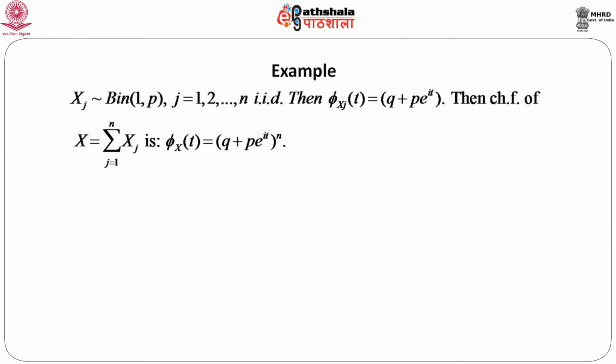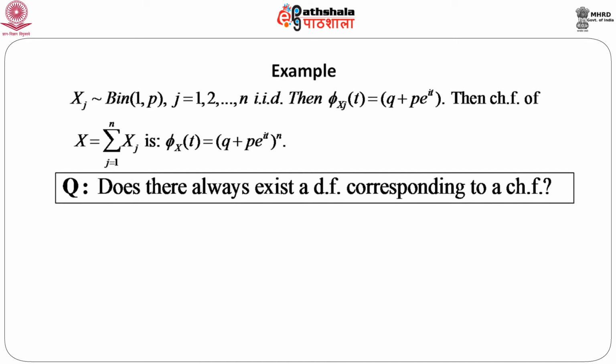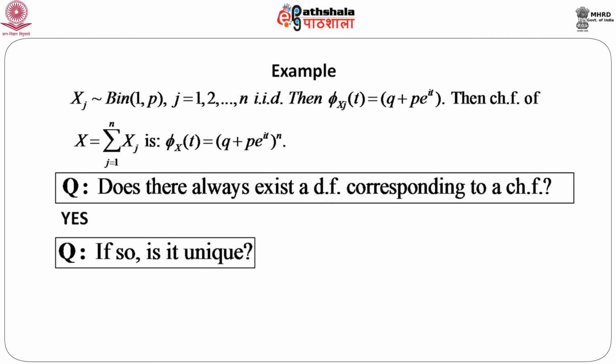So, let us consider the previous example of X j, where X j follows binomial 1, p, and we know that capital X has the characteristic function, which is q plus p into e to the power i t, whole to the power n. So, the question was, does there always exist a distribution function corresponding to a characteristic function? Answer is naturally yes. Next question, if so, is it unique? The answer is naturally yes, based on the inversion theorem and the uniqueness theorem.